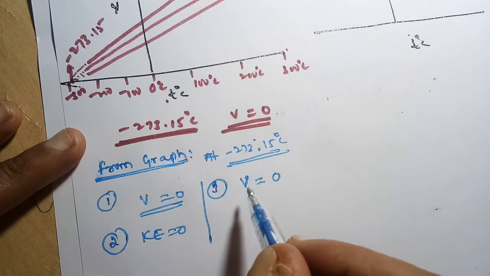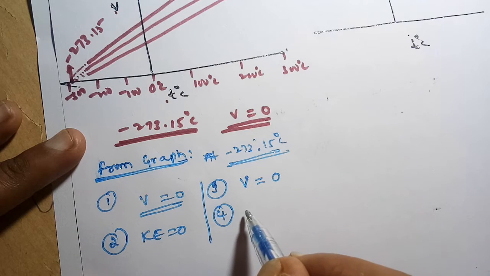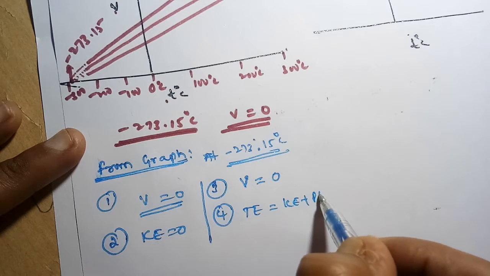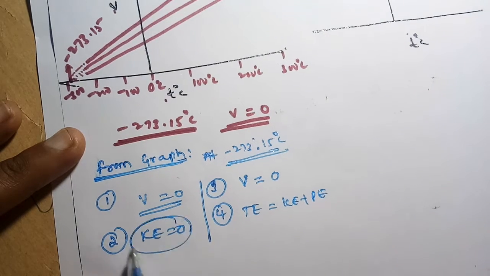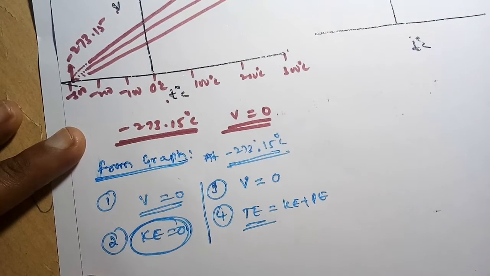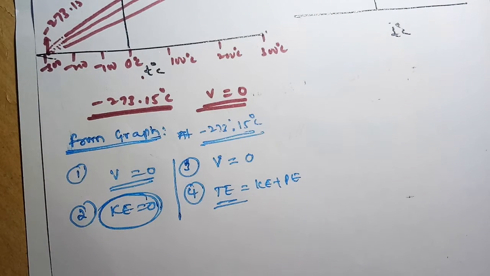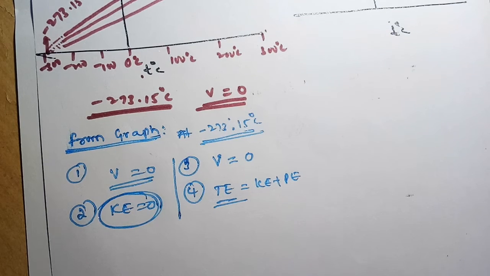So the next one, the total energy. Total energy is equal to kinetic energy plus potential energy. The kinetic energy is equal to 0, but the total energy of the gas molecules is not equal to 0.